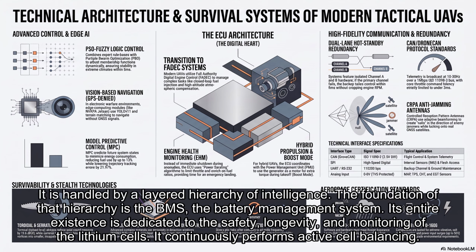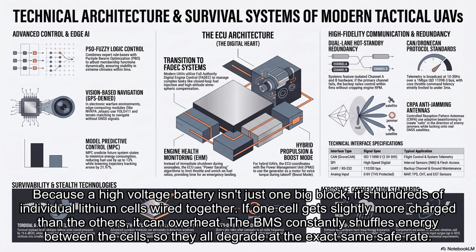It is handled by a layered hierarchy of intelligence. The foundation of that hierarchy is the BMS, the battery management system. Its entire existence is dedicated to the safety, longevity, and monitoring of the lithium cells. It continuously performs active cell balancing. Because a high-voltage battery isn't just one big block, it's hundreds of individual lithium cells wired together. If one cell gets slightly more charged than the others, it can overheat. The BMS constantly shuffles energy between the cells so they all degrade at the exact same safe rate.